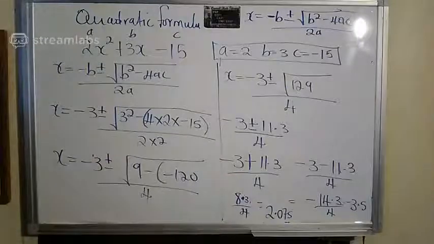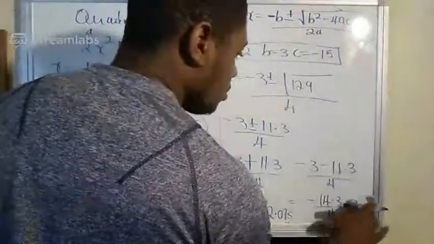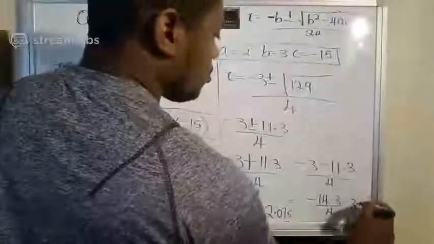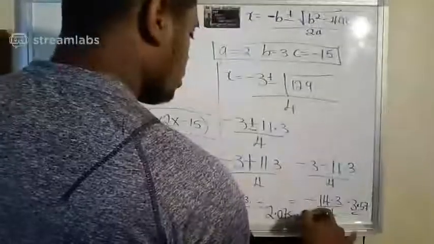Then you divide. Tell me the exact answer. So you subtract, and then you get negative 2.575. Yeah. Normally with CSEC, they will tell you to give the answer to 2 decimal places or whatever.